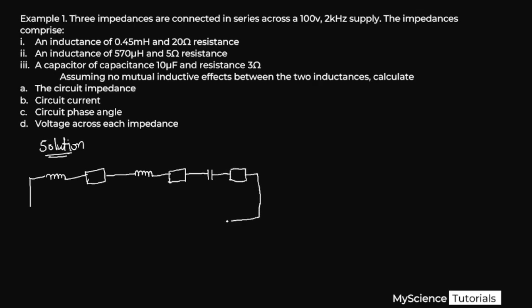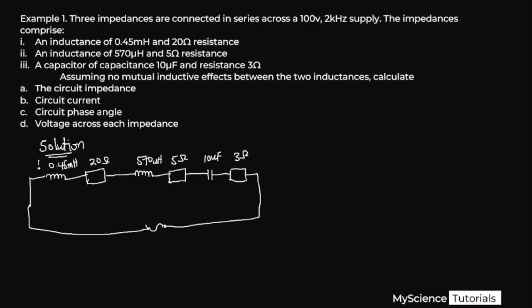Okay, so this is our circuit. So we have over here 0.45 millihenry, we have 20 ohms over here, then we have here 570 microhenry, then we have a 5 ohm resistor here, then we have a 10 microfarad capacitor, and then a 3 ohm resistor.